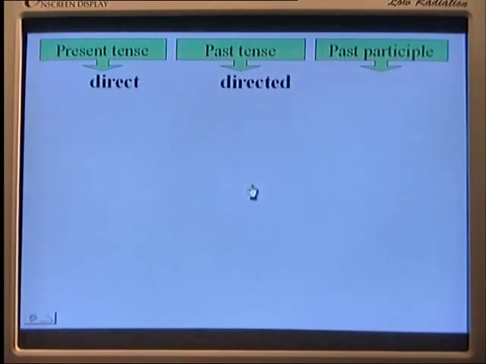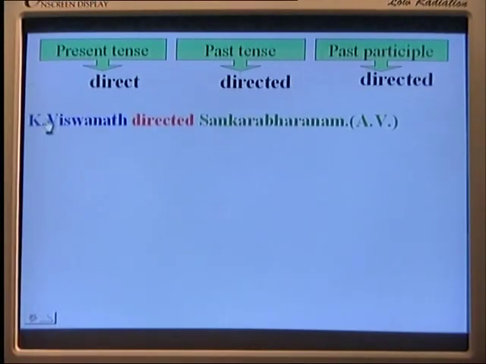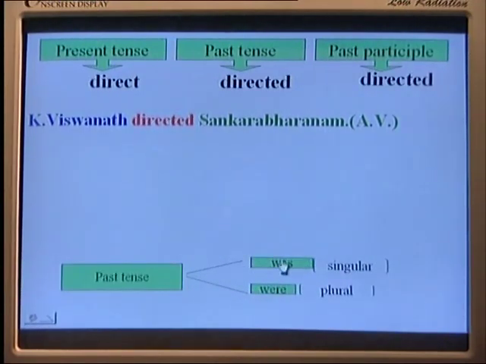Direct, directed, directed. The sentence is K. Vishwanath directed Shankarabharanam. Okay. This is in active voice. The sentence is in past tense, directed is in past tense. Therefore, which be form should be used here? Was or were. It depends on the subject. If the subject in passive voice is plural, then we use were. If it is singular, we use was.